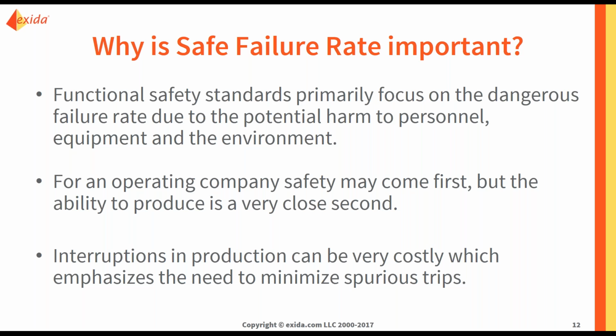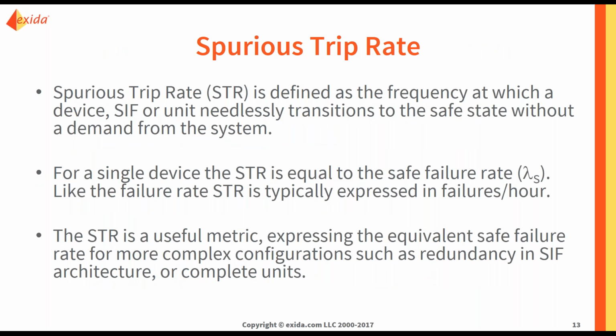So how do we quantify this? We have the spurious trip rate. The spurious trip rate is defined as the frequency at which a device, a SIF, or an entire unit needlessly transitions to the safe state, without a demand from the system. So anytime your plant trips due to a failure of a device, SIF, or unit.